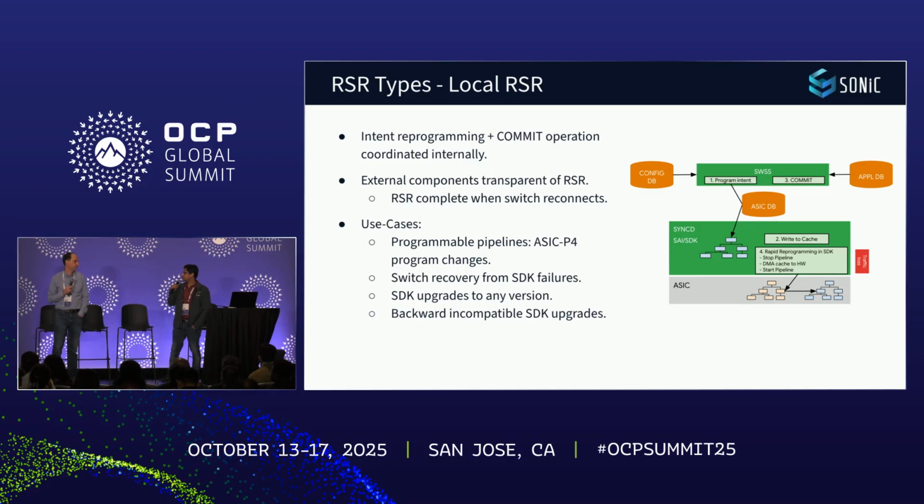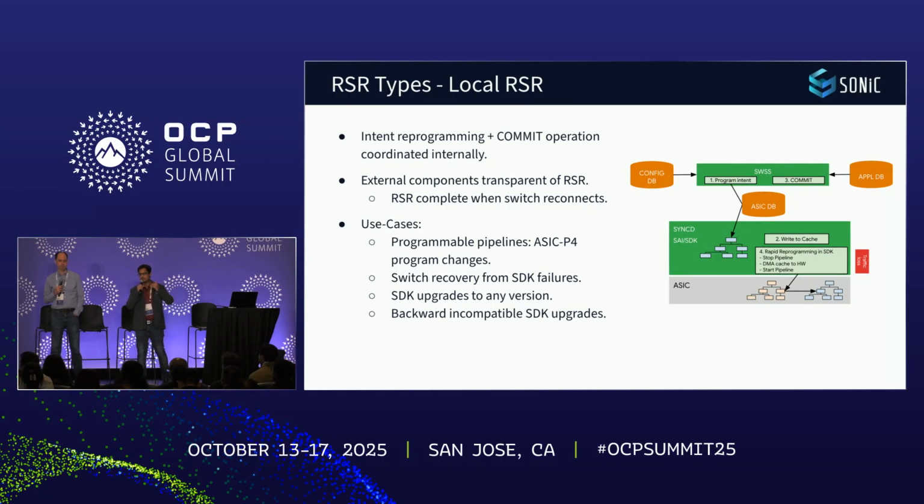So there are different types of RSRs. In this presentation, we're going to talk about two of them, local and remote. So local RSR is when intent reprogramming and the commit signal are actually coming from the switch itself. So they're triggered internally from the switch.